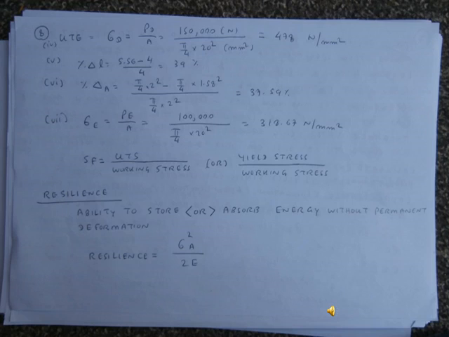And therefore we write down the equations. Safety factor SF is equal to UTS, the ultimate tensile stress, divided by working stress, or the yield stress divided by working stress. And resilience is the ability to store or absorb energy without permanent deformation. So resilience can also be calculated as sigma A squared divided by 2E.